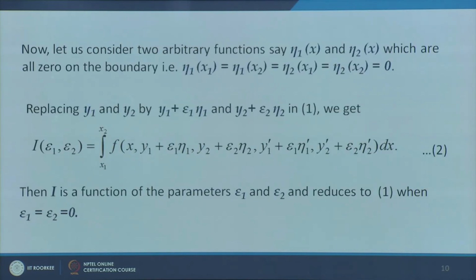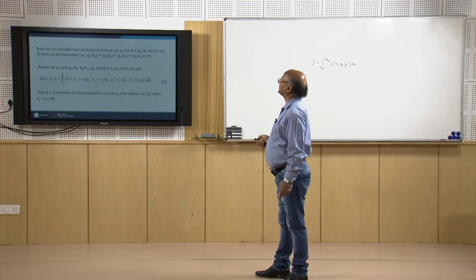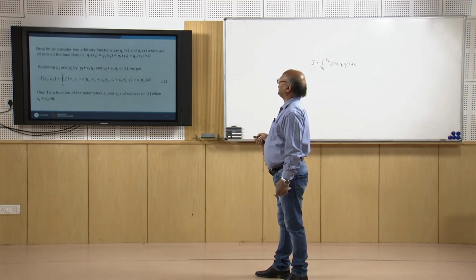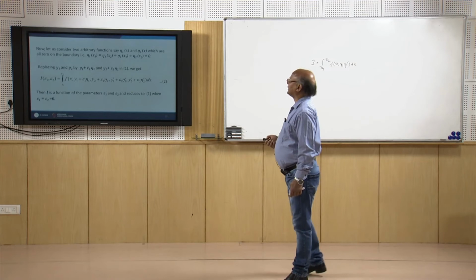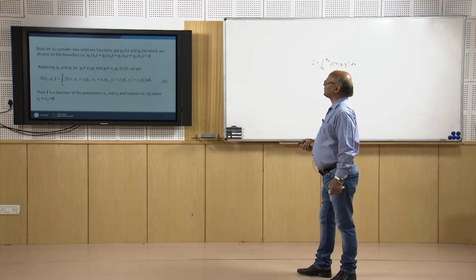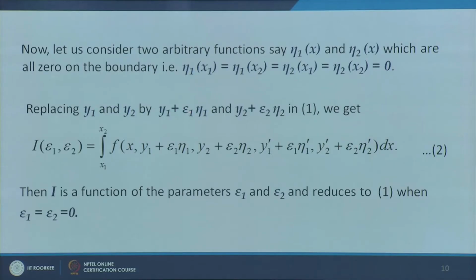Let us consider two arbitrary functions eta 1 of x and eta 2 of x which assume value 0 at the boundary points. Eta 1 at x1 and eta 1 at x2 is equal to 0. Similarly, eta 2 at x1 and eta 2 at x2 is equal to 0. Now what we will do is, in the given functional we shall replace y1 by y1 plus epsilon 1 eta 1 and y2 by y2 plus epsilon 2 eta 2. Then the functional that we get will be a function of epsilon 1 and epsilon 2. We shall call it I(epsilon 1, epsilon 2).